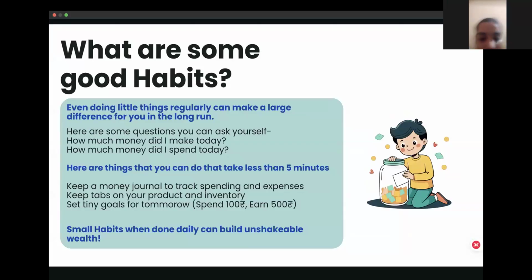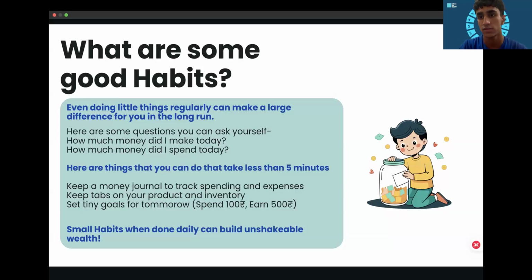So, the 3 good habits that I said were: keep a money journal, so write things down to see what you're spending. Keep a tab on your product and inventory. So when you own a business, you have products in your inventory, so you should know what is coming in and out of your business. So what you're selling and what products are coming in. And setting tiny goals for tomorrow. So spend 100 rupees and earn 500 rupees, meaning you profit 400.